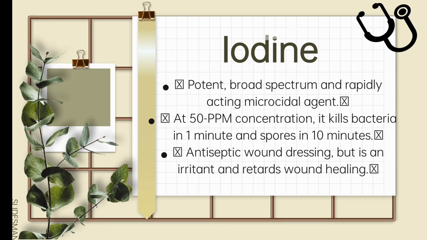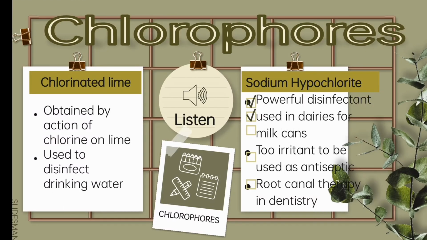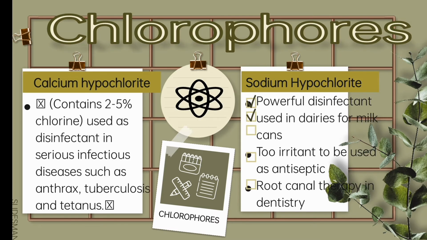Iodine is a potent, broad-spectrum, and rapidly acting microbicidal agent. Chlorophores have two types. First is chlorinated lime. It is obtained by the action of chlorine on lime and used to disinfect drinking water. Sodium hypochlorite is a powerful disinfectant. It is usually used in dairies for milk cans. Calcium hypochlorite contains 2 to 5% chlorine and is used as a disinfectant in serious infectious diseases such as anthrax and tetanus.